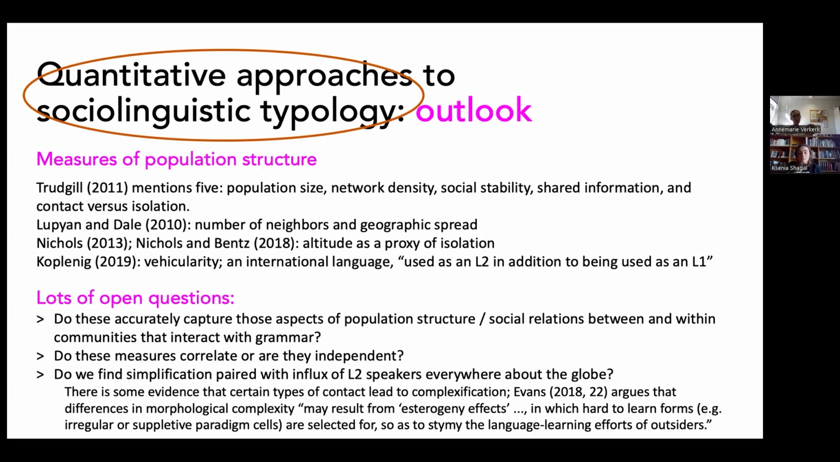Do these actually capture those aspects of population structure or social relations between and within communities that include grammar? Do these measures correlate with one another, or are they independent? And then I had as a third point here, we find that the link is always the same, right? Do we find that simplification comes with the influx of L2 speakers everywhere around the globe?